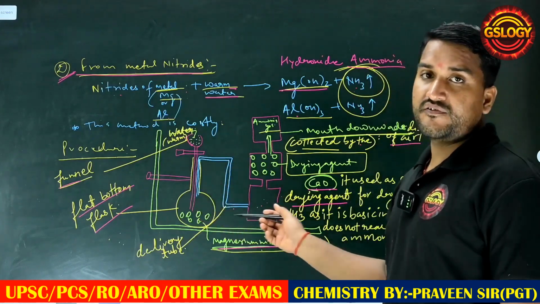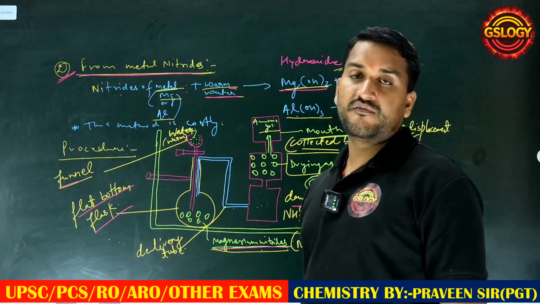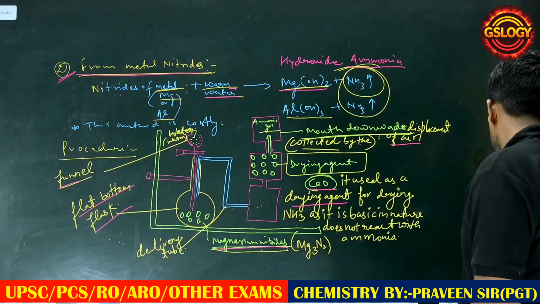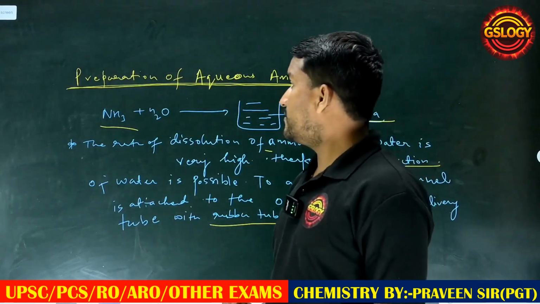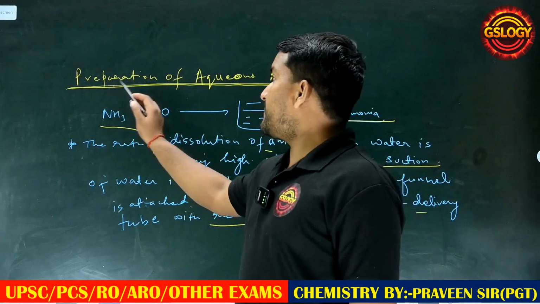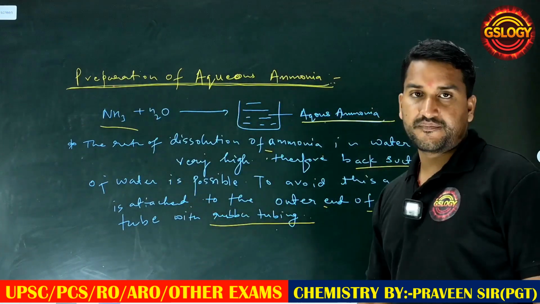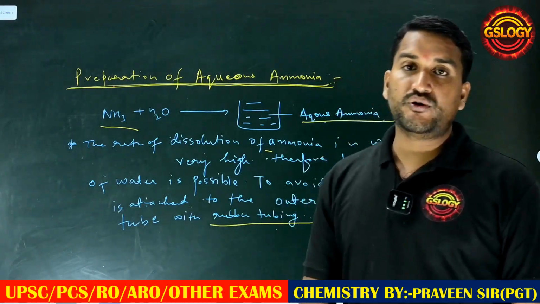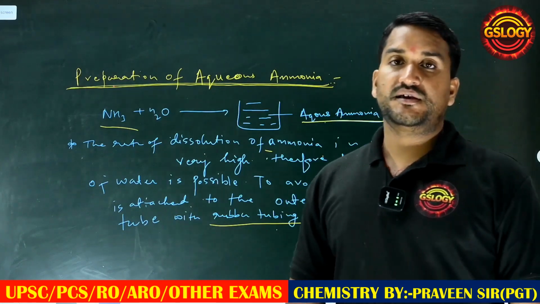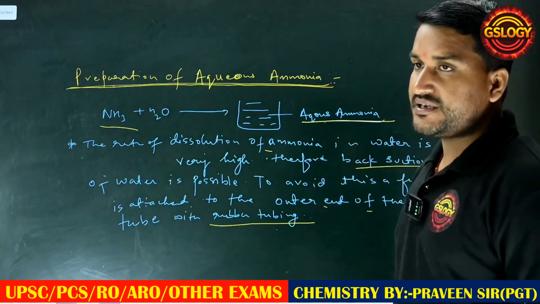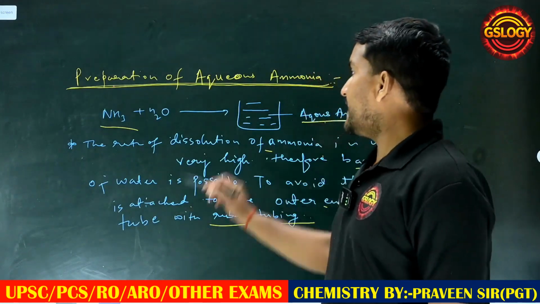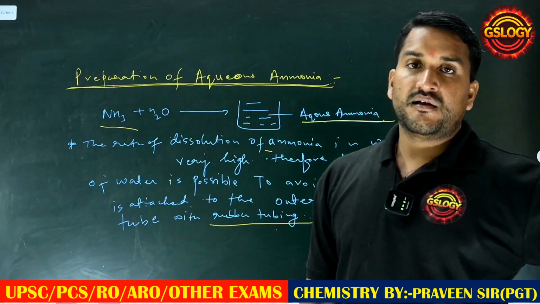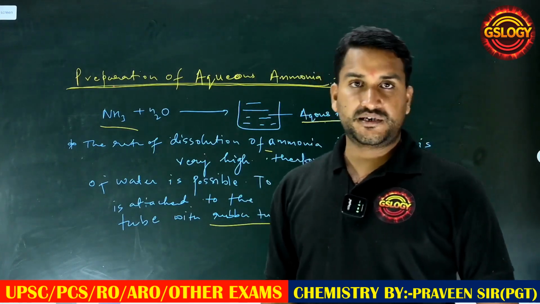So it is an arrangement for the method of preparation of ammonia from an ammonium salt. Clear? Next process is the preparation of aqueous ammonia. What is aqueous ammonia? When ammonia gas is dissolved in water, it is said to be what? Aqueous ammonia. You know very well, ammonia gas is highly soluble in water.